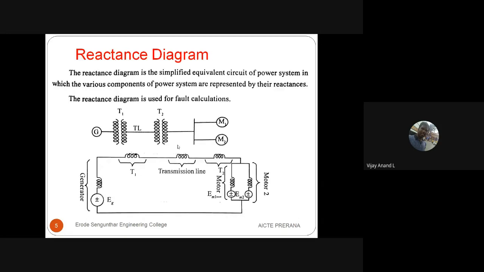In the reactance diagram, the main thing is that the reactance diagram is the simplified equivalent circuit of a power system in which the various components of a power system are replaced by their reactance. That is, this single line diagram is replaced by a reactance equivalent circuit.